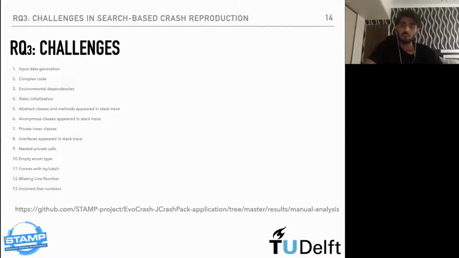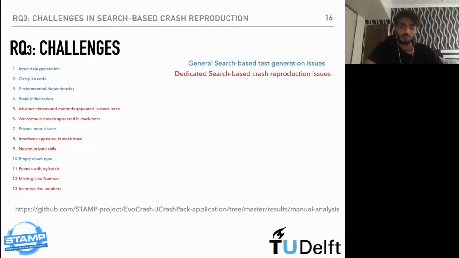So we performed a manual analysis of all of the unsuccessful executions, and we categorized our findings into 13 challenges. Some of these challenges come from general search-based test generation issues, for instance, input data generation. You usually need a complex input for the test, and it's hard to generate that. But some of them are specific to search-based crash reproduction itself. For instance, if you have an exception in a try catch, and it's captured and reported via an execution log, then EvoCrash cannot detect whether a generated test case can reproduce the crash or not.